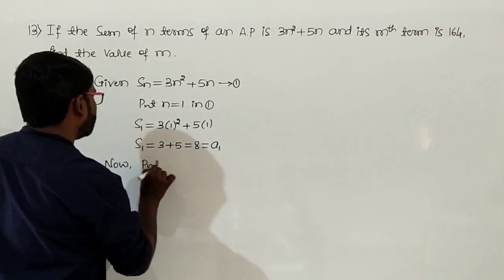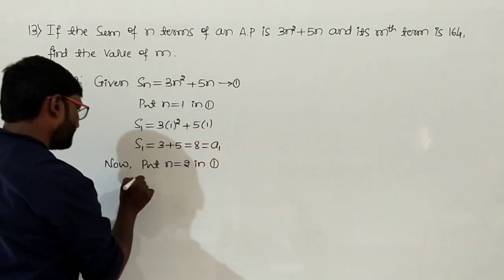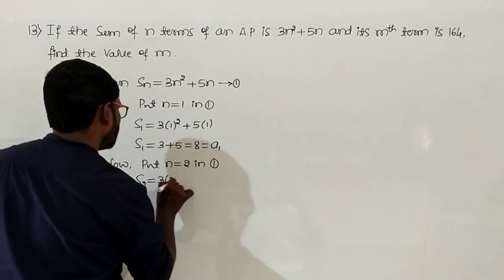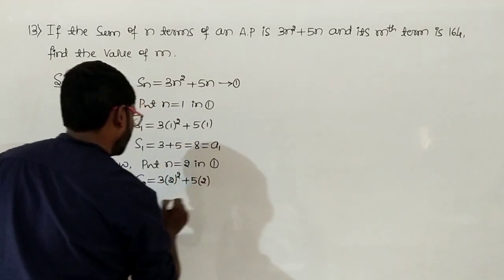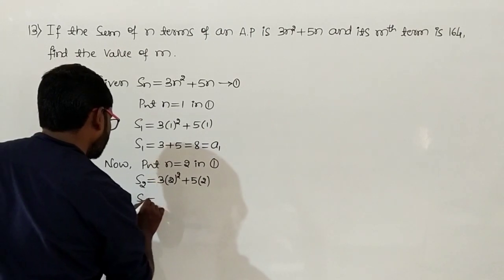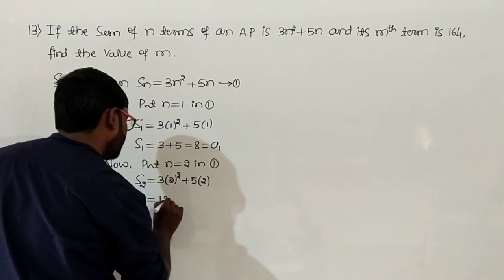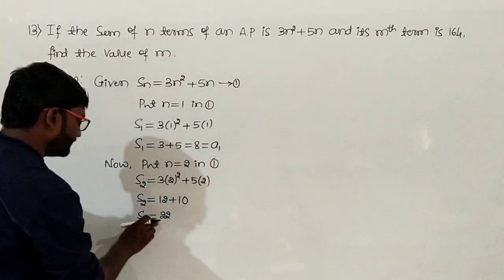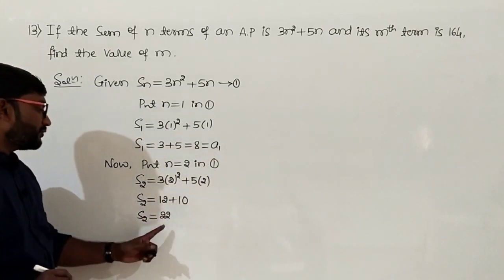Now put n equal to 2 in 1. So you get S2 which is equals to 3 into 2 square plus 5 into 2. So now S2 which is equals to 3, 2 square will be 4, 4 into 3 it is 12 plus 5 into 2 it is 10. So S2 is going to be 22. S2 is 22.